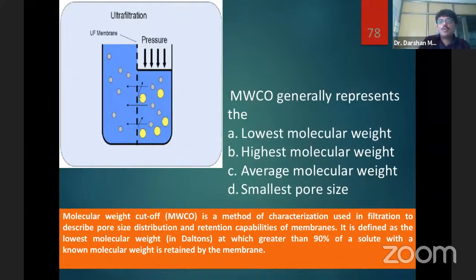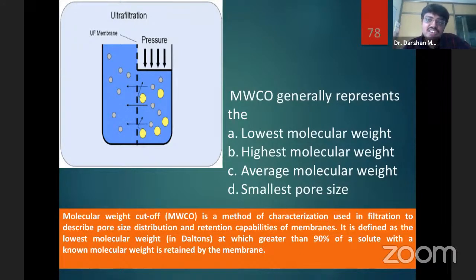MWCO stands for what? It's a molecular weight cutoff. हम क्वेश्चन बाद में डिस्कस करेंगे जो ऊपर लिखा हुआ है. I am just asking you to understand the word molecular weight cutoff. Whatever the ultrafiltration devices are there, they are working on a concept of molecular weight cutoff value. What is molecular weight cutoff? It is a pore size, and it is a retention capability of the membrane.